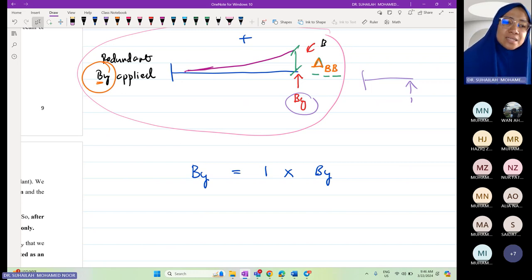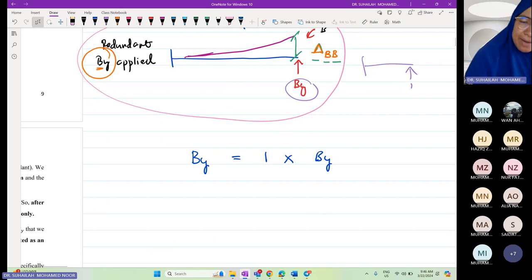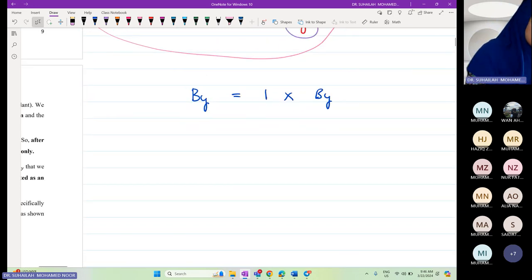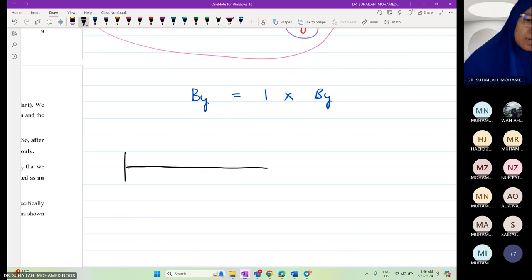And we will analyze this due to a unit value. So what do we do? For this diagram, the redundant, we redraw. Previously it was BY. Now it is 1 times BY. The same, we just change BY to 1 times BY.